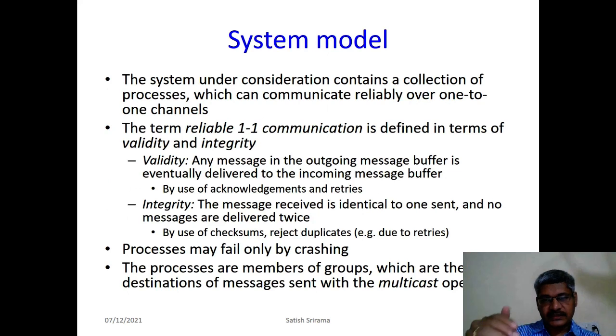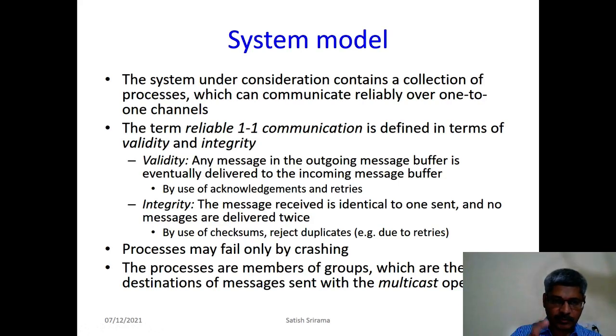So the system under consideration basically contains a collection of processes which can communicate reliably over one-to-one channels. That means they can have this sort of reliable communication one-to-one between two processes. The term reliable in this one-to-one communication is defined in terms of two properties: validity and integrity. Validity means any message in the outgoing message buffer is eventually delivered to the incoming message buffer.